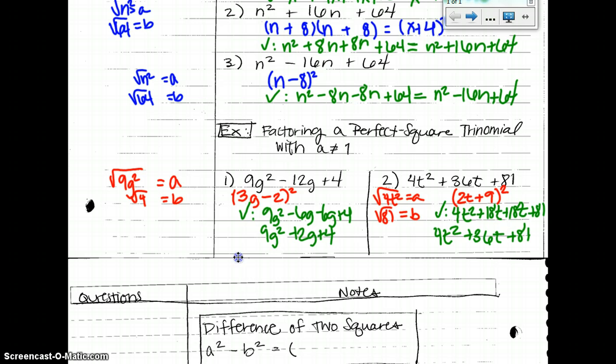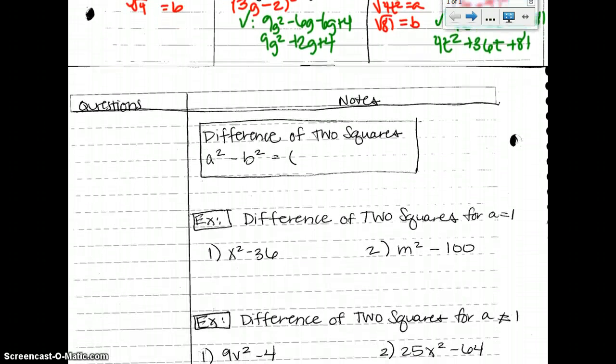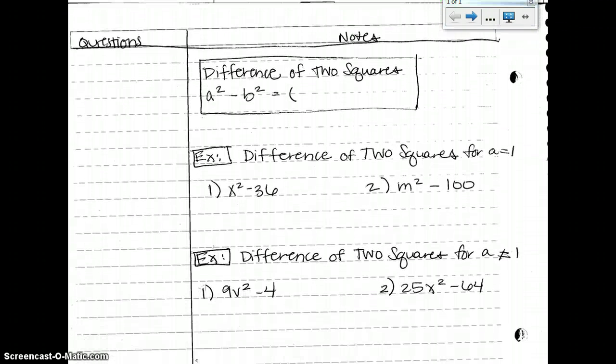And it works. Okay, go ahead and turn over to the next page. We are looking at the difference of two squares. Okay, we need to fill in this formula. If you see a squared minus b squared, that is the same as a plus b times a minus b.